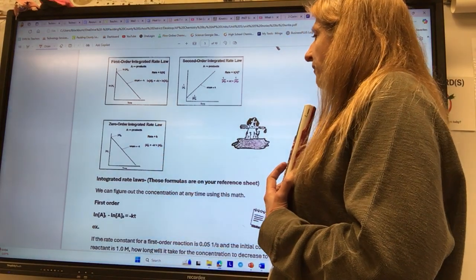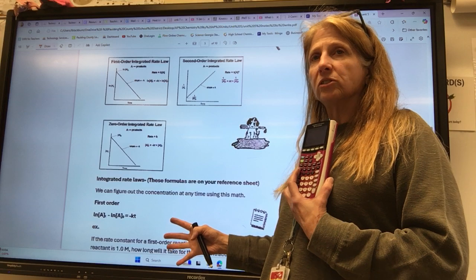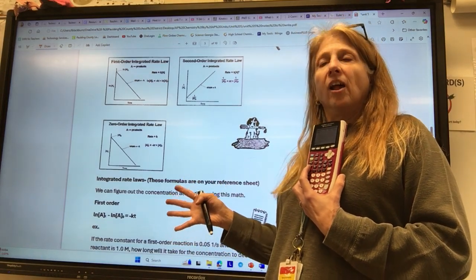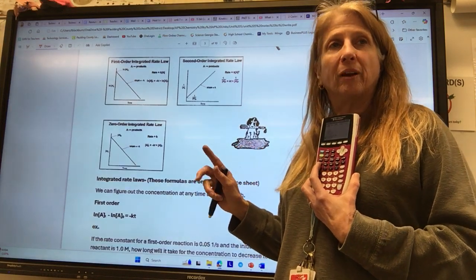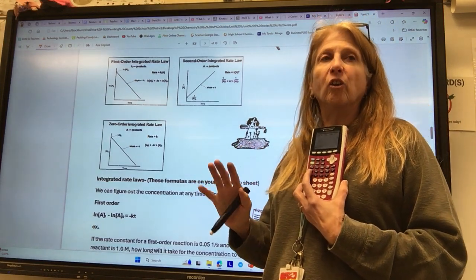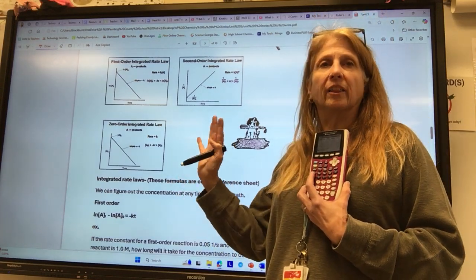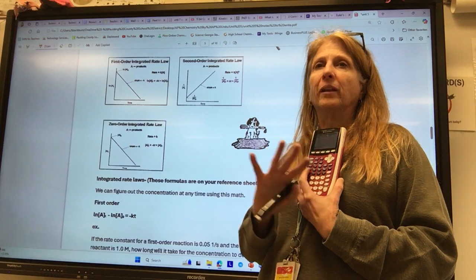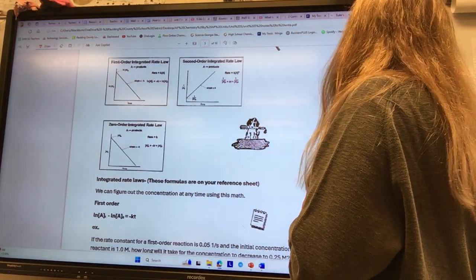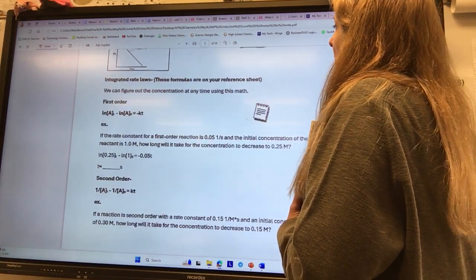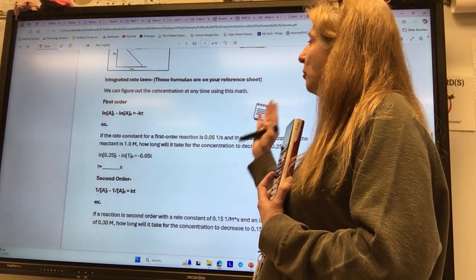Good. Now sometimes they will give us numbers to work with. You don't have to memorize these equations. They're on your AP reference sheet under kinetics. You just have to know when to use them and use them. It's just plug and chug. They will give you numbers, you put them in the formula, you get the answer. So easy. So let's practice some of those. These are called integrated rate laws. These are formulas on your reference sheet, and we can figure out the concentration at any time using math.